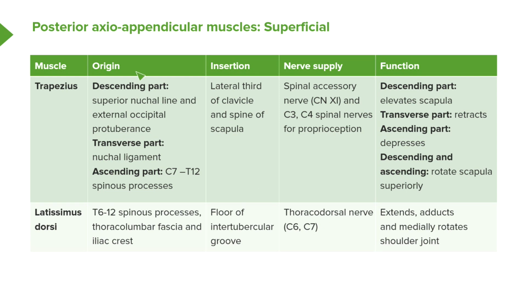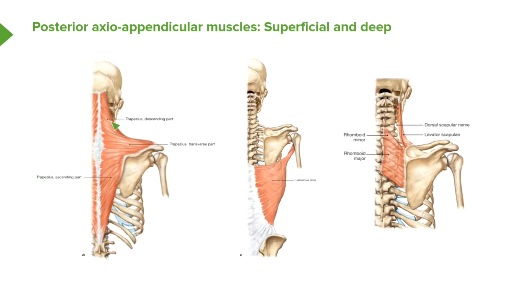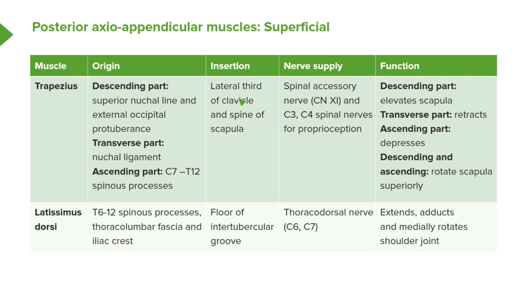We can see we've got a descending, transverse, and ascending part of trapezius, or a superior, middle, and inferior part, and here we can see their specific origins. The nuchal line and external occipital protuberance for the descending part, the nuchal ligament for the transverse part, and the spinous processes of these vertebrae here. And they're passing towards the spine of the clavicle, attaching to the lateral third of the clavicle and the spine of the scapula. So these are attaching to this region.